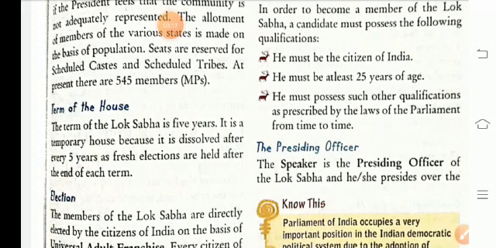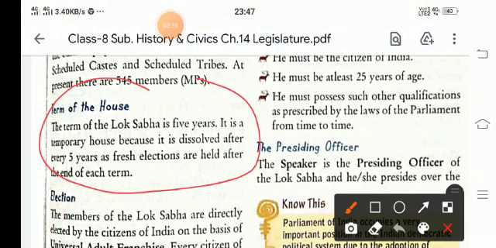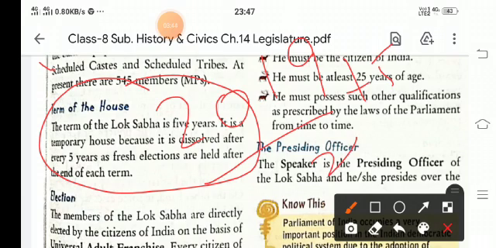Now, what is the term of the House? Term of the House means for how many years a member of the Lok Sabha is elected. As we know, the term of Lok Sabha is 5 years. For example, in 2019 we had the Lok Sabha elections. Now you calculate the 5 years. So it is now 2024, we will again have our Lok Sabha elections. That means every 5 years the parliament is dissolved and we have new fresh elections.